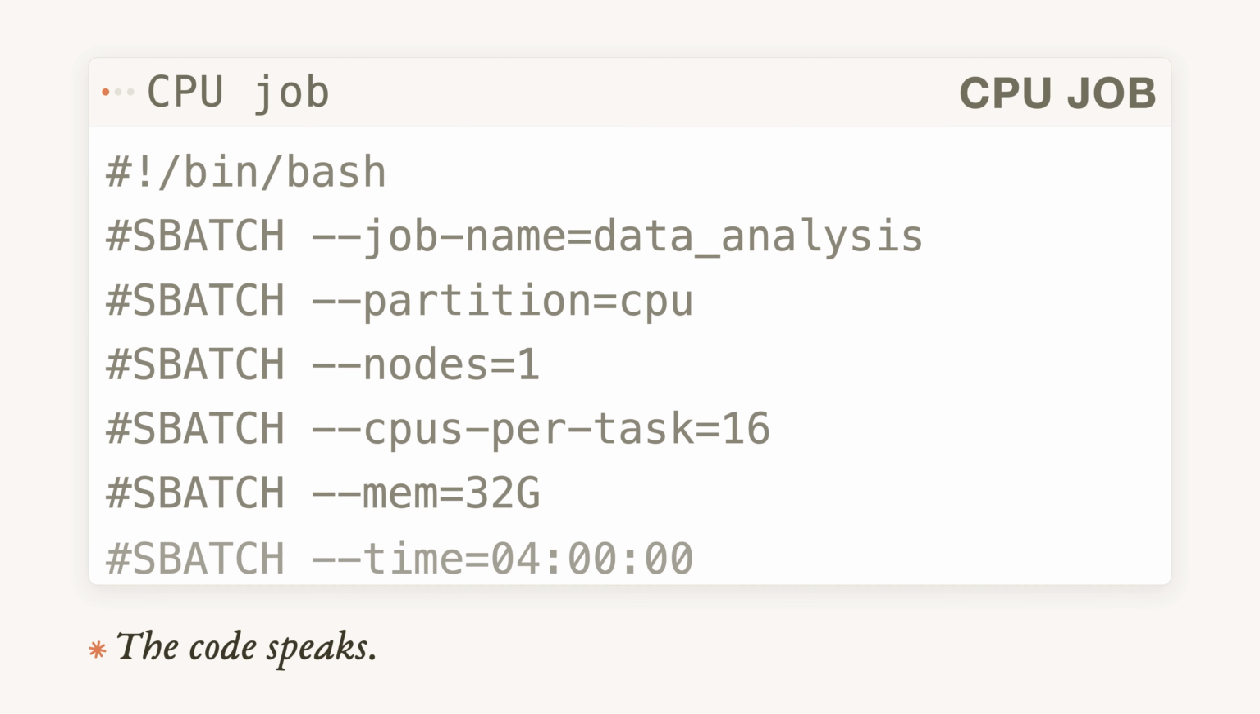Example CPU job script. Partition CPU, 16 cores, 32 GB of RAM, 4-hour wall time. Load Miniforge 3, run your analysis script. The structure is identical to a GPU job script, same SBATCH directive, same module loading pattern, with 2 differences. Partition is CPU, and no GPUs flag. Submit with sbatch and the job runs when a node is available on the CPU partition.